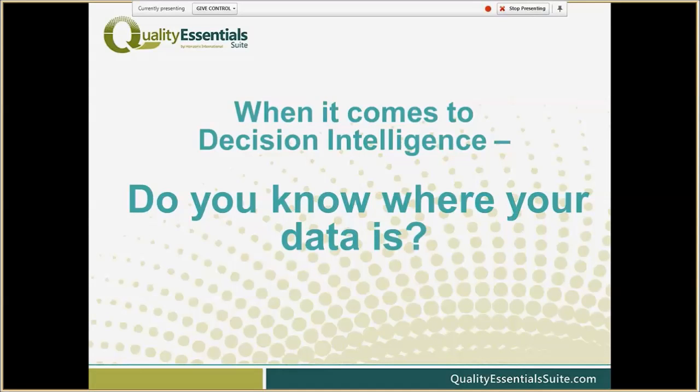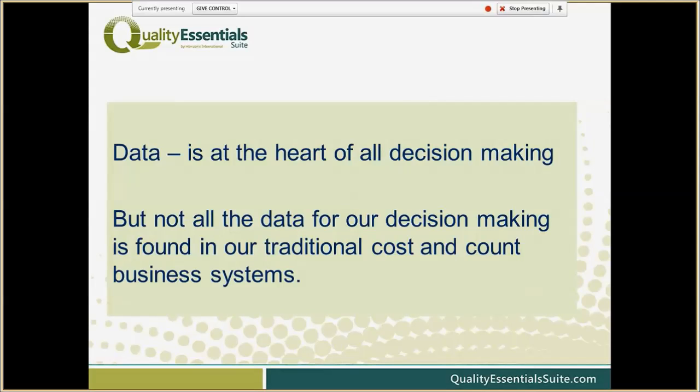When it comes to decision intelligence, do you know where your data is? Sounds kind of like a canned or silly question, but the truth is, oftentimes we have to make decisions very quickly, and we need to know where the right data is to make those decisions. So we know that data is at the heart of all of our decision making. But the truth is, not all the data for our decision making in our businesses can be found in what I call our traditional cost and count business systems.